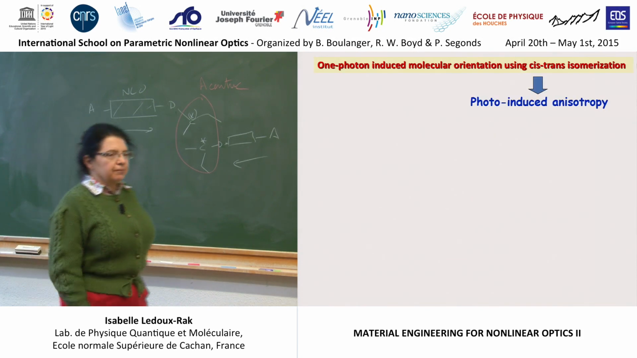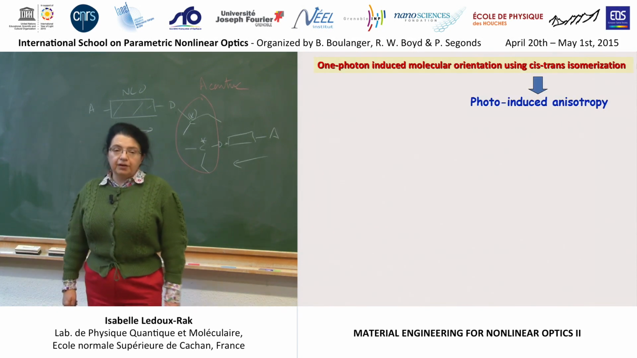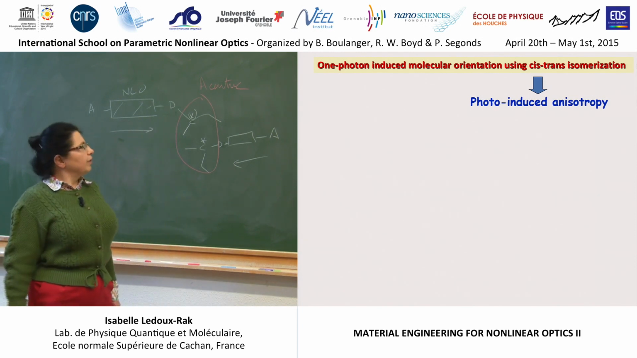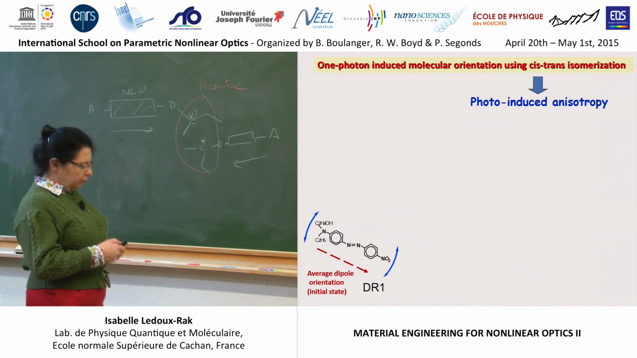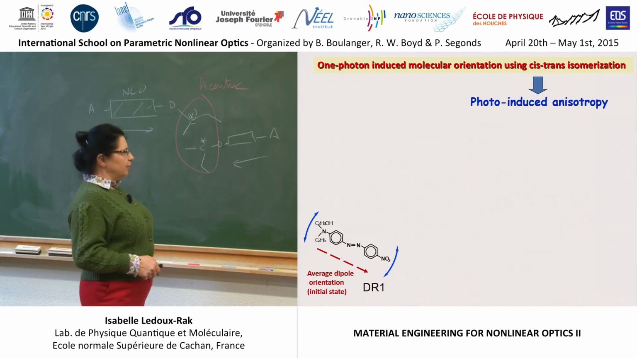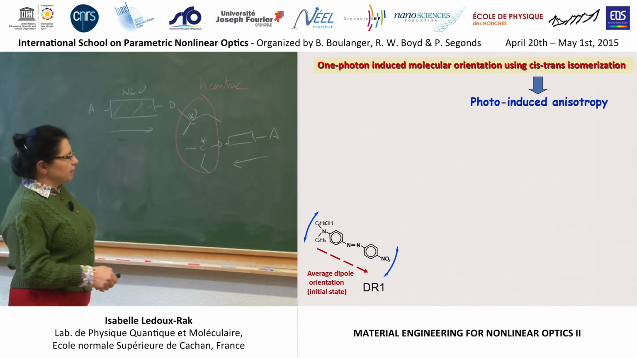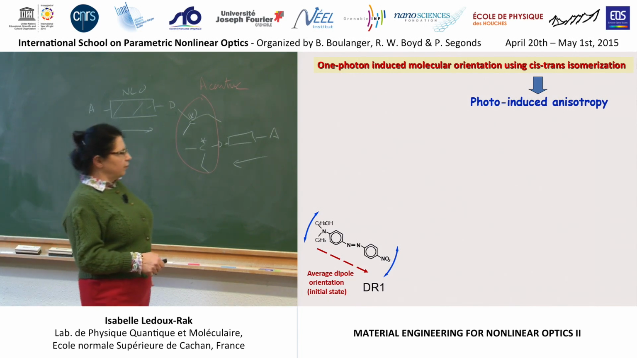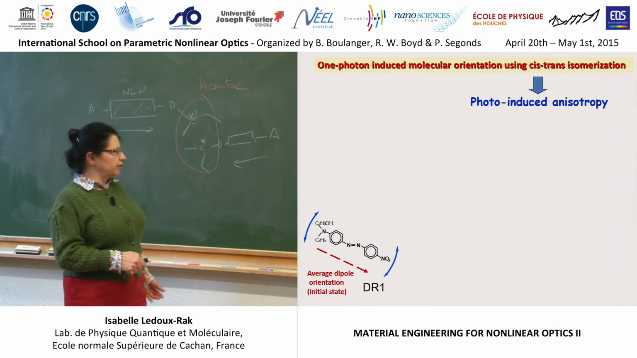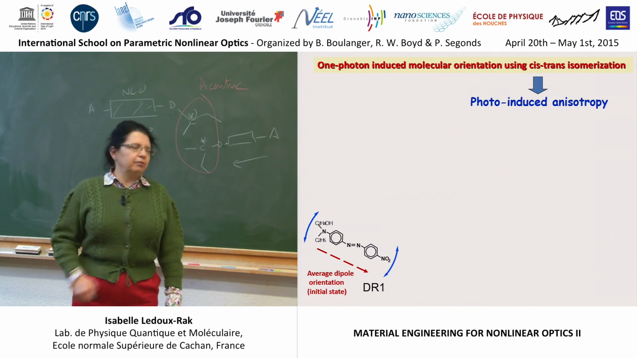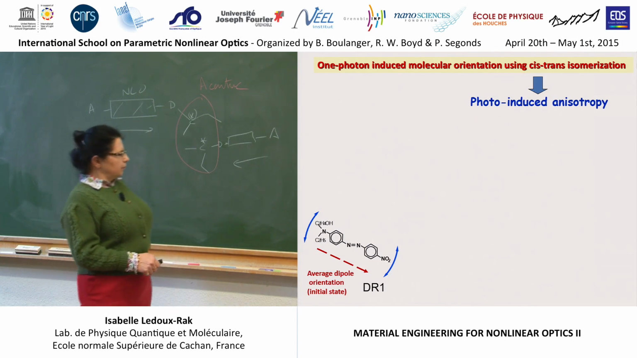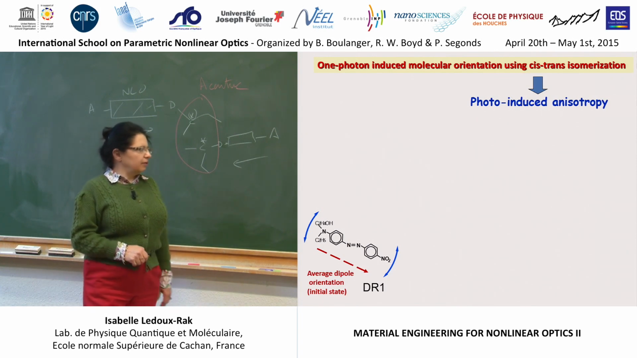So how does it work? There are some molecules which can be oriented by one-photon polarized light. But these molecules can have nonlinear properties. These molecules display an average dipole, and they have this double bond, nitrogen-nitrogen, which is named the azo bond. And this bond has the property to be able to be excited by visible light.